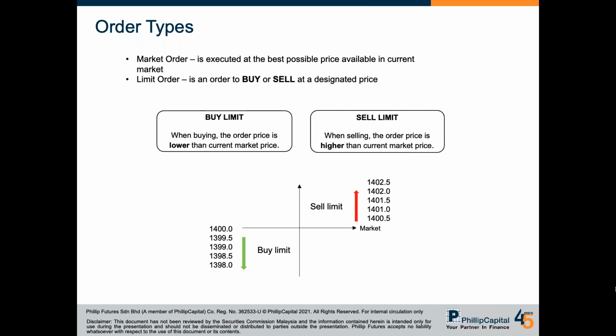Next is the limit order, which is an order to buy or sell a security at a specific price or better. A buy limit order can be executed at the limit price or lower, and a sell limit order can only be executed at the limit price or higher. You can see from here, for the buy limit, for example, if the current market price is 1,004 and you want to place a buy limit, the price you key in has to be lower than the market. If it's a sell limit, the price has to be above. So if you key in wrongly, your order will be rejected.